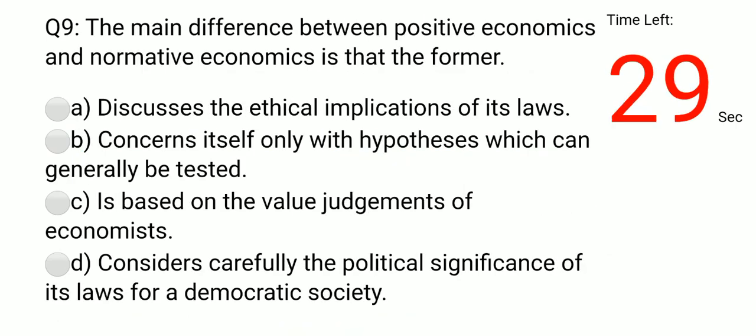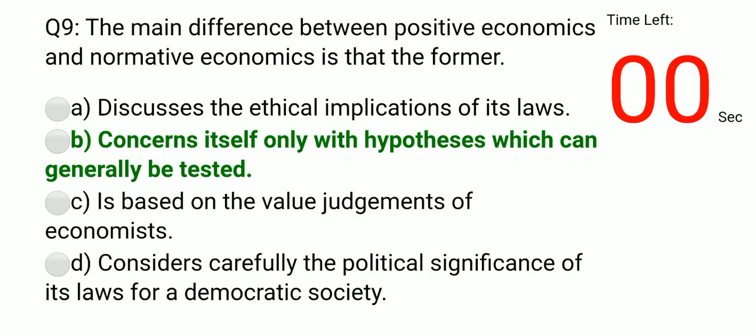Question 9. The main difference between positive economics and normative economics is that the former. Options. A. Discusses the ethical implications of its laws. B. Concerns itself only with hypotheses which can generally be tested. C. Is based on the value judgments of economists. D. Considers carefully the political significance of its laws for a democratic society. Answer. B. Concerns itself only with hypotheses which can generally be tested.